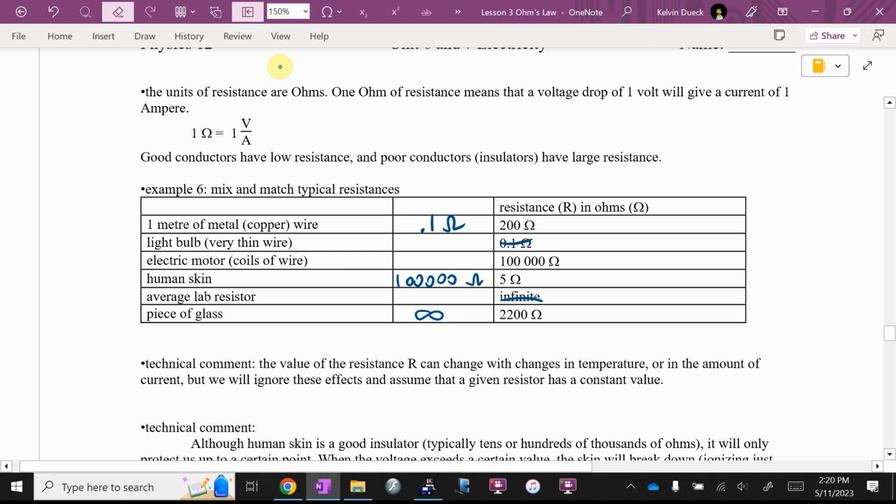Electric motor is 5 ohms because the higher the resistance, the more you'll heat up. We don't want electric motors to heat up, so they're typically very low resistance. And then the last 2, I happen to know an average lab resistor is around 2,200 ohms, and a light bulb is about 200 ohms. The incandescent light bulbs, not the LEDs. LEDs are very different. I'll probably have to change this in about 4 years because kids won't know what those incandescent bulbs are like anymore. By then, probably most people will have moved to LEDs.